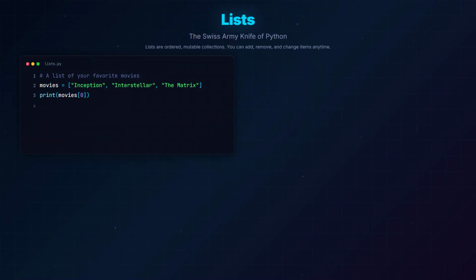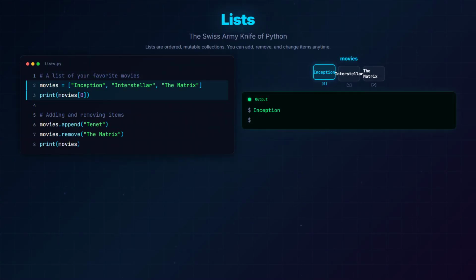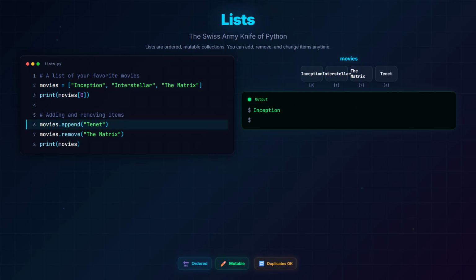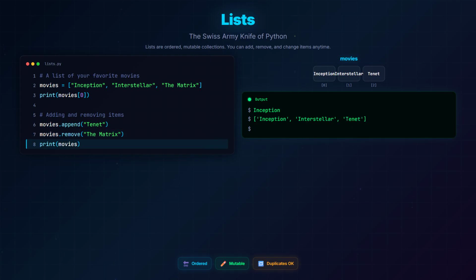Let's dive in. Lists are probably the first data structure you'll ever use in Python. A list holds items in order, and you can add, remove, or change anything inside it. Watch as we create a list of movie titles using square brackets. Notice how Python automatically assigns each item an index starting from 0. So the first movie, Inception, sits at index 0. This 0-based indexing trips up almost every beginner, so keep it in mind.